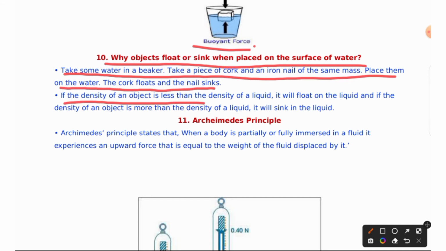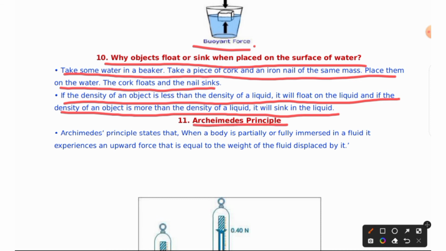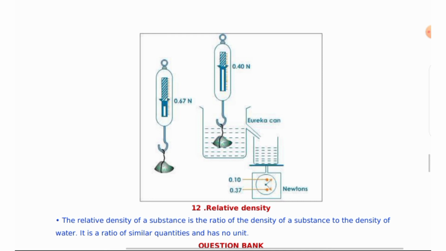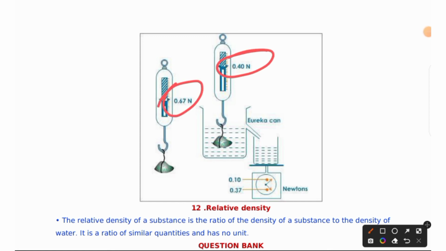Take some water in a beaker. Take a piece of cork and an iron nail of the same mass. Place them on the water. The cork floats and the nail sinks. If the density of an object is less than the density of a liquid, it will float on the liquid, and if the density of an object is more than the density of a liquid, it will sink in the liquid. 11. Archimedes principle. Archimedes principle states that, when a body is partially or fully immersed in a fluid, it experiences an upward force that is equal to the weight of the fluid displaced by it.